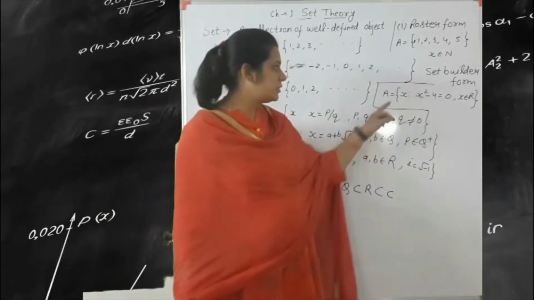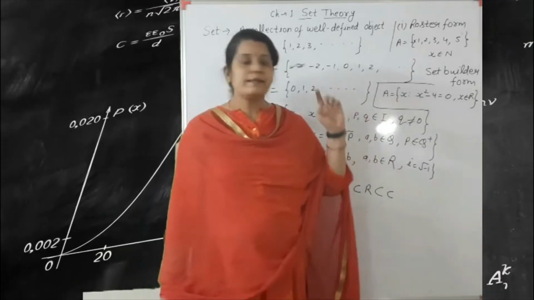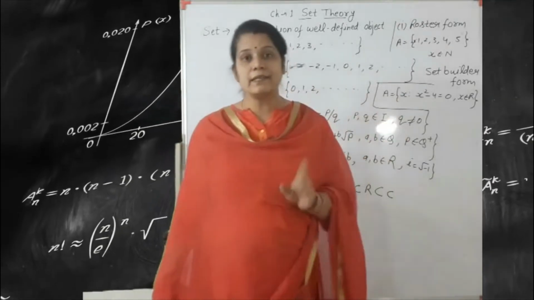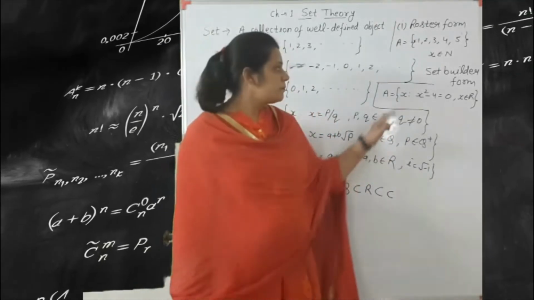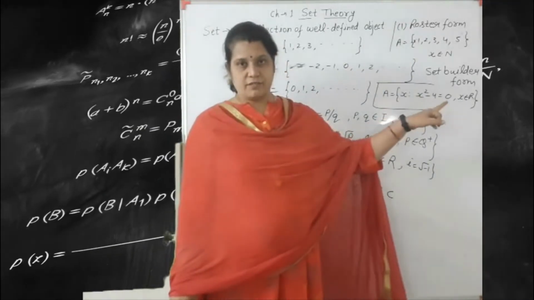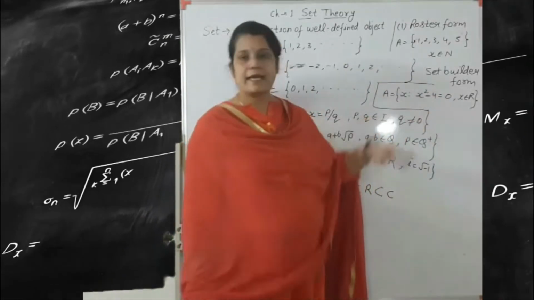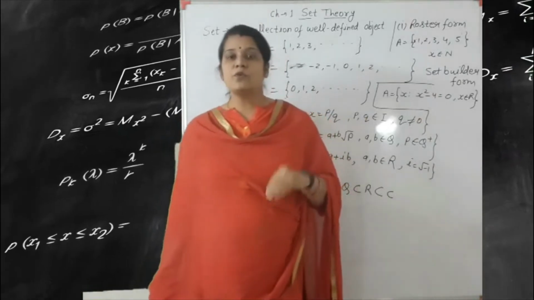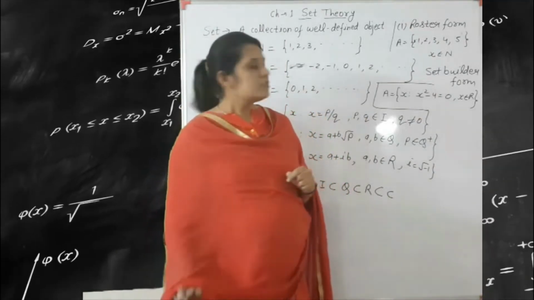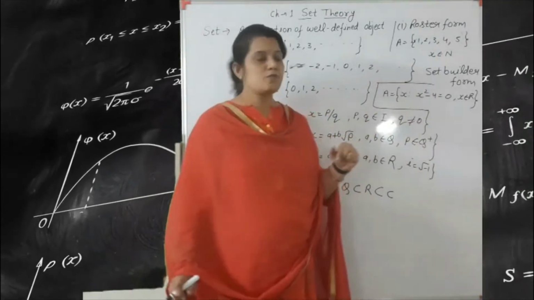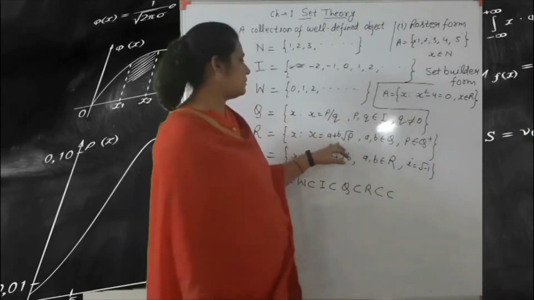That means we put the value of x, and x belongs to real number. So here we are given the equation. The equation is x square minus 4 is equal to 0, and x belongs to R. So what is the real number? Real number is a plus b into p.